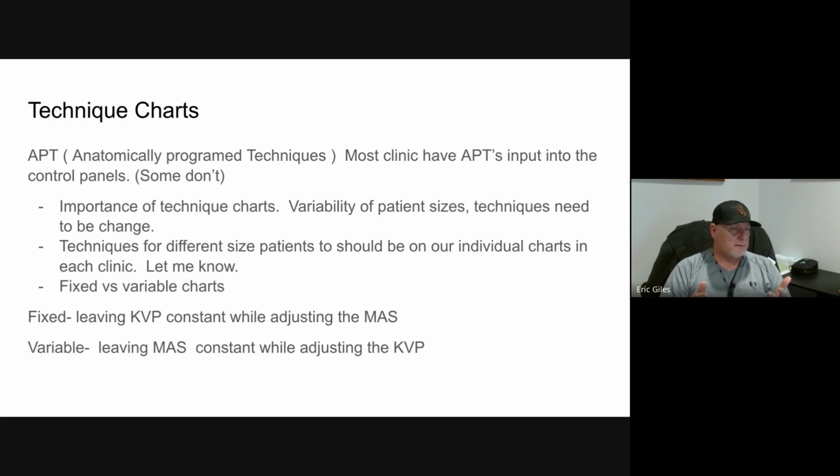So fixed versus variable, you'll have to know what that is. Fixed is where you leave the kV constant while adjusting the mass. Variable is where you leave the mass and adjust the kVp. We do more fixed than variable. I just find it a little bit more user-friendly, and your pictures will look a little bit better. And we'll talk more about that. I'm not going to get too deep in that today. But just know what an APT chart is. It's the actual chart that's programmed into your X-ray unit.